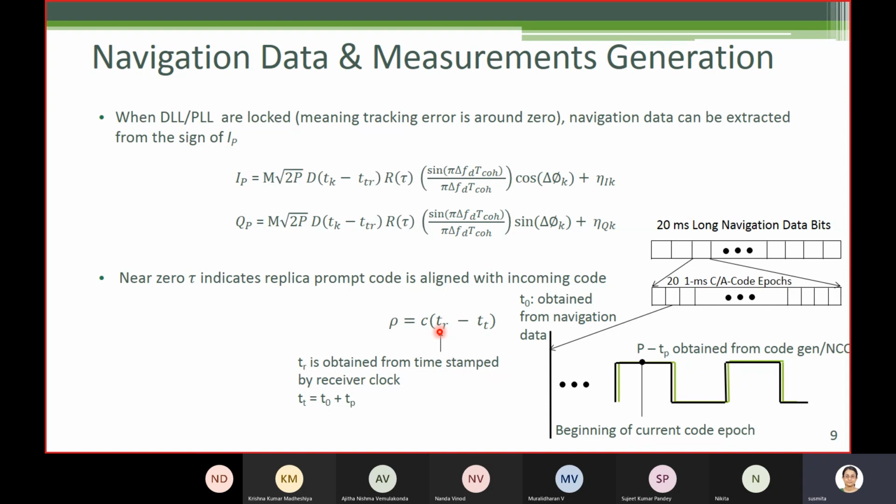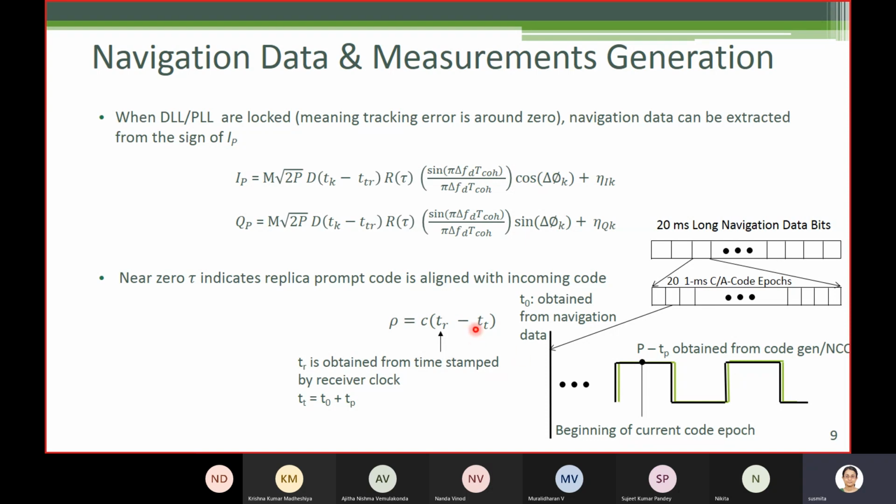How can we find TR? TR is obtained from the receiver clock. Now, at what point did the satellite transmit this? That is the time of transmission, and the difference between the two is the travel time. Multiplying that with the speed of light will give the pseudo range. So the task here is to find TT, the time of transmission. At what time was this point transmitted by the satellite?